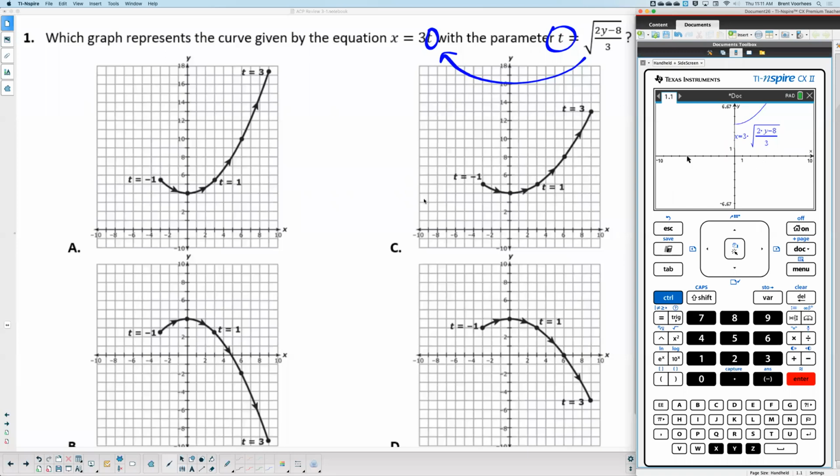Now what I want to show you is the easiest way from here just to see which 2 graphs we can eliminate. I want to say A is out. It looks like it curves up and to the right, so A and C are out, leaving B and D.